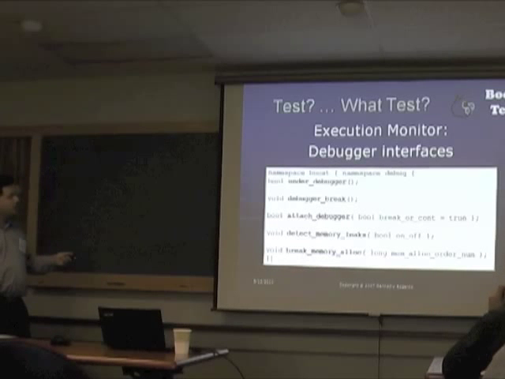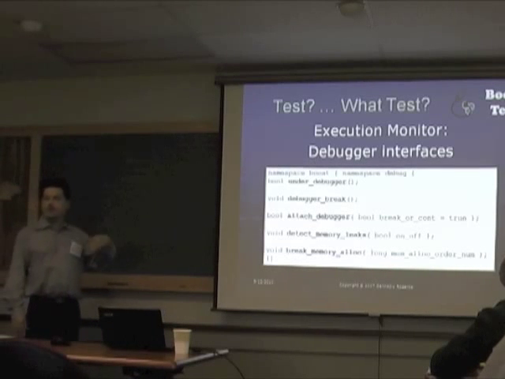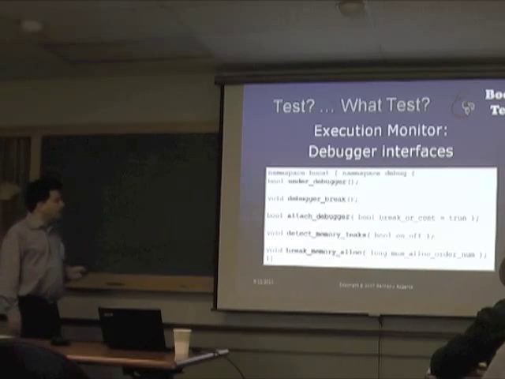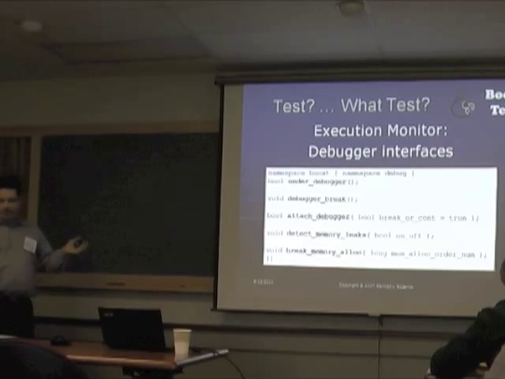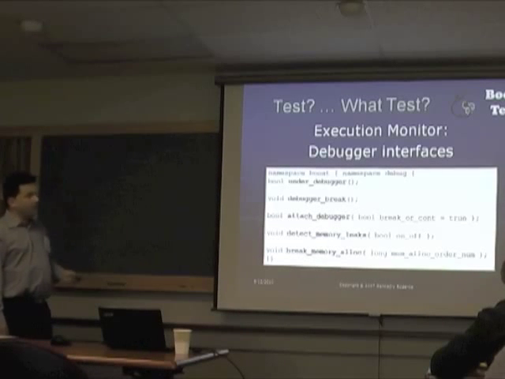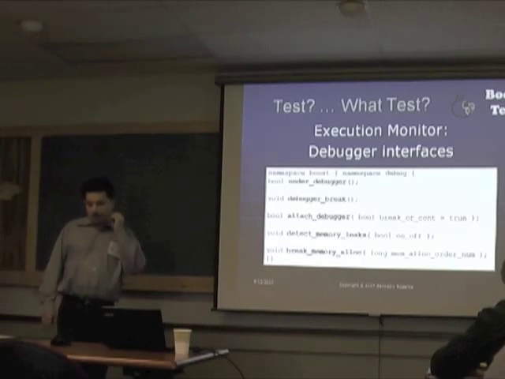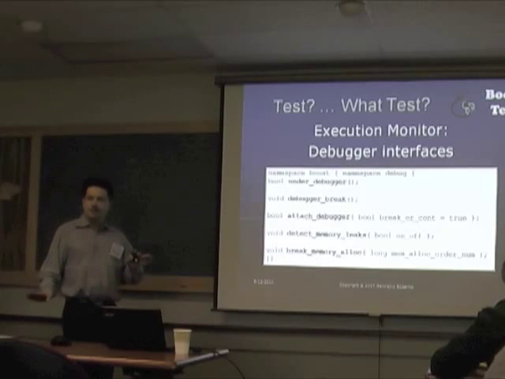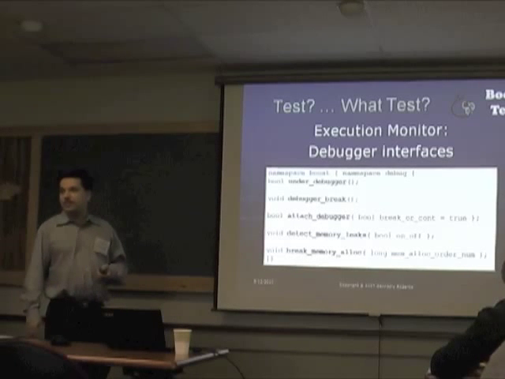So the interface here is under debugger, which is essentially a simple function that says whether or not you're currently under debugger. Not much more than that. You can report errors differently if you're under debugger or not. Just one option: debugger break. If you're running an application and you want to introduce a debugger break at this point, it's not widely beautiful, but sometimes you want to do this.